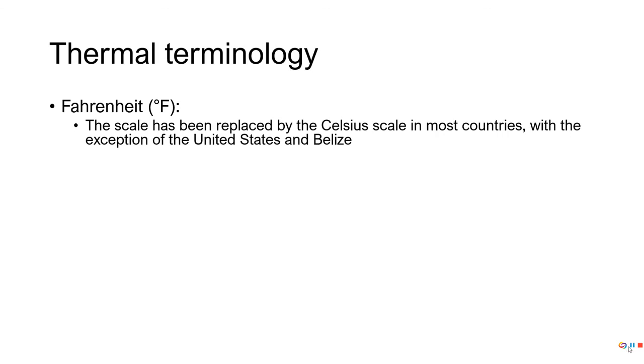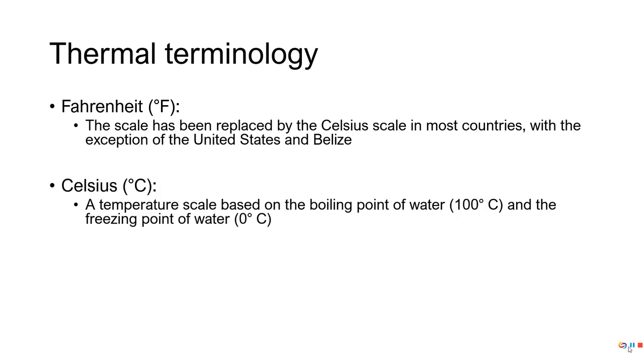Okay, and so Fahrenheit, this is the one that nobody in the world uses except for those of us in the United States and Belize. All right. And with Celsius, that's the one that most people use. So Fahrenheit was just kind of an arbitrary thing. So freezing is at 32 degrees Fahrenheit, boiling is at 212, whereas Celsius makes a little bit more sense in that water freezes at 0 degrees, boils at 100 degrees.